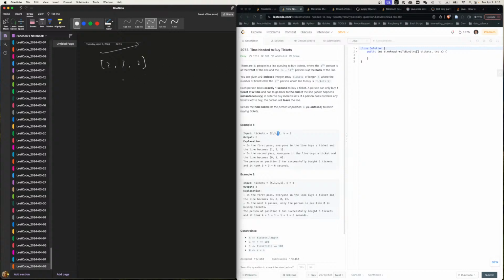So at the kth, I know I need at least 2 passes to get this. So at most, because 1 pass is 3 and 2 passes is 6, it would take 6 seconds. Now the question is, if some of these become 0 before this one becomes 0, then those are extra times.